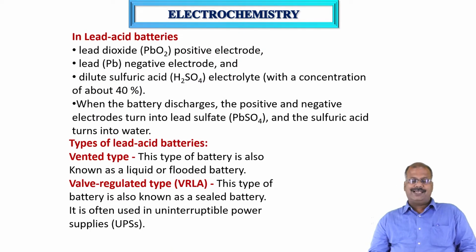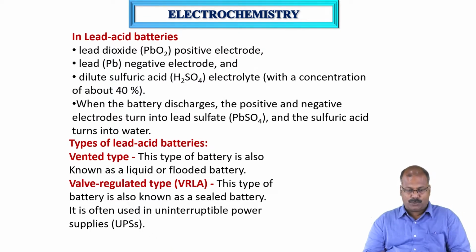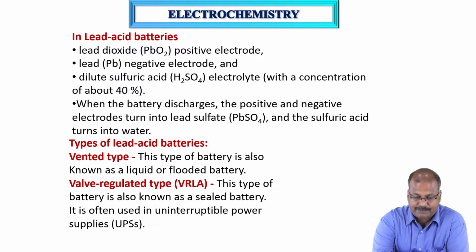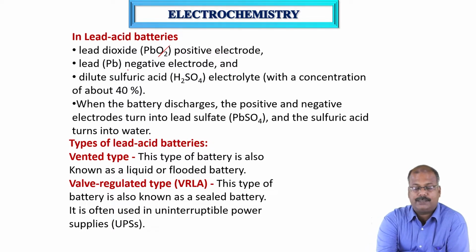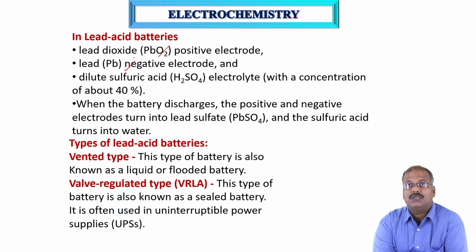Okay, so in lead acid batteries, PbO2, lead dioxide, is the positive electrode. Lead is the negative electrode. Dilute sulfuric acid, 40% concentration, acts as the electrolyte. And when the battery discharges, the positive and negative electrodes turn into the same lead sulfate. Okay, and the sulfuric acid electrolyte turns into water.